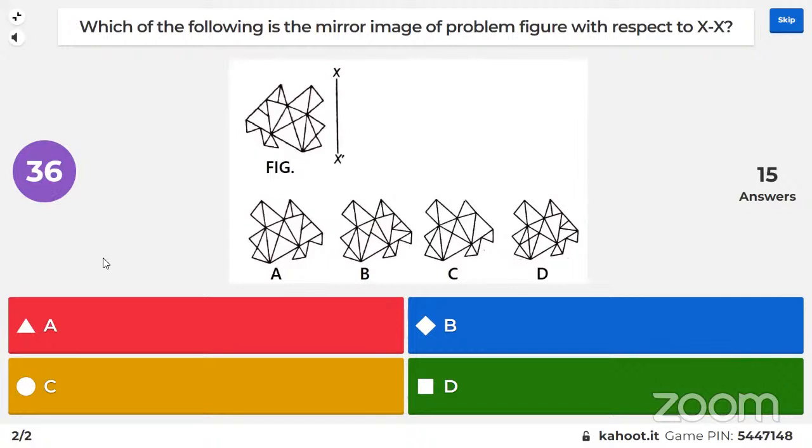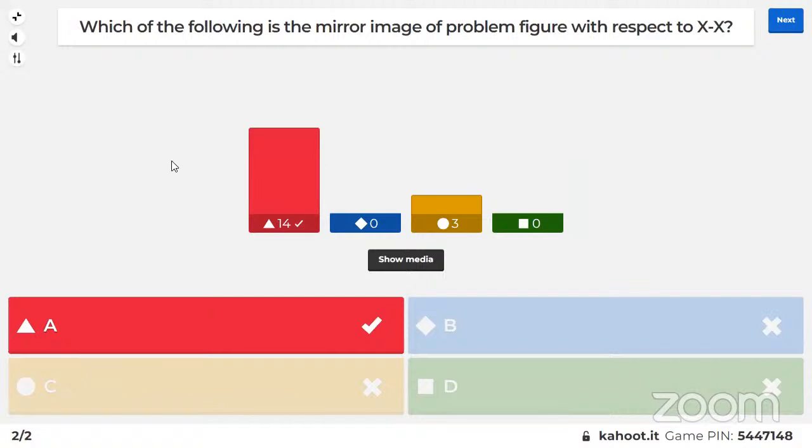All right, timer is running. 36, 35. All right, so that's it. Here you can see that the correct option is A.